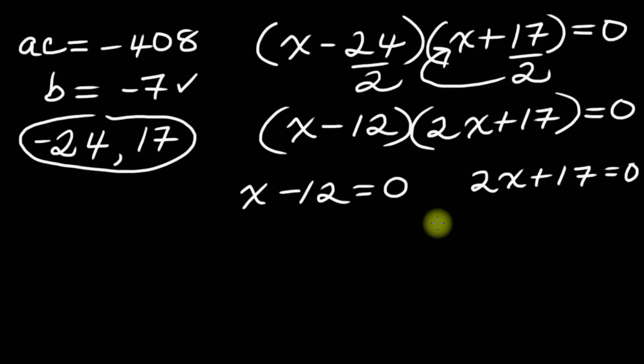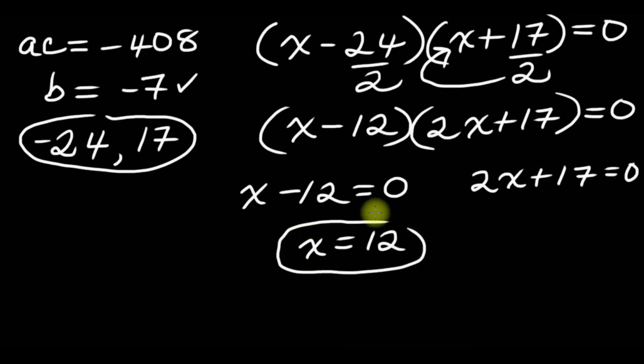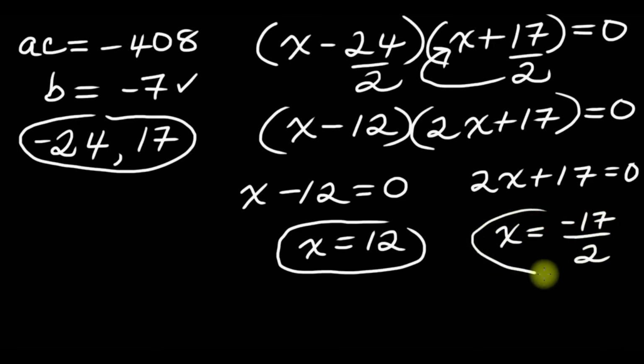Okay, so when I solve this one, I'll get 12. So x is 12. And then over here, x is negative 17 over 2. So based on what we're looking for, this number here is no good. Because remember, we're looking for the height of a rectangle. The height cannot be a negative number. So the only one that is going to work for this situation is the 12.